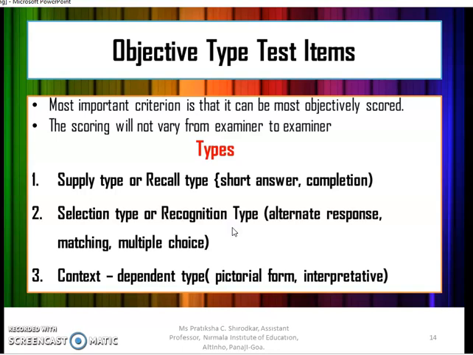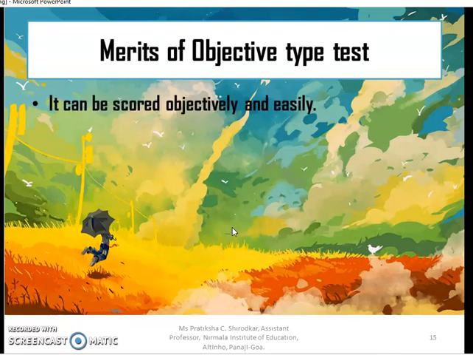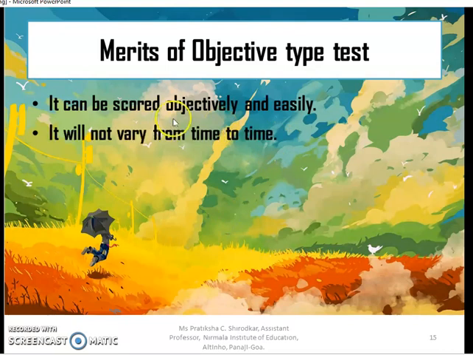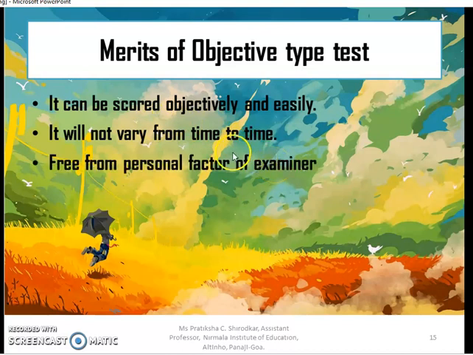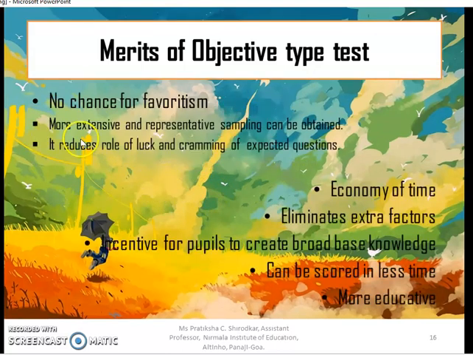Now, what are the merits of objective type tests? It can be scored objectively and easily because the answer is common for everyone. It will not vary from time to time. It is free from personal factors of the examiner. The mood of the examiner in no way affects the scoring. There is no chance of favoritism. More extensive and representative sampling can be obtained. It reduces the role of luck and cramming of expected questions. So there is no way by which you can show favoritism to any student.